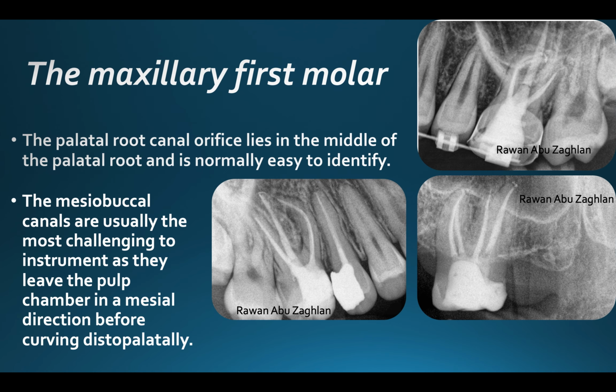Now, the distobuccal and the palatal roots, in most of the cases, will have just one root canal in each of these roots, and that's Vertucci type 1.